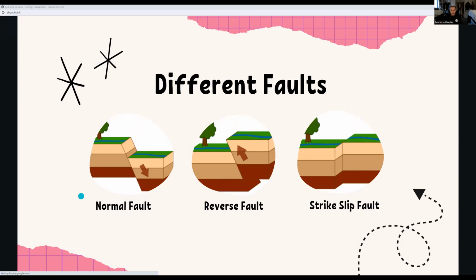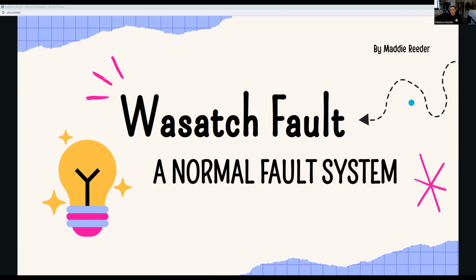And then a normal fault happens when extensional forces cause the footwall to move downward, and the hanging wall moving more upwards. So today for this presentation, I'm going to focus more on the Wasatch Fault, which is a normal fault system.